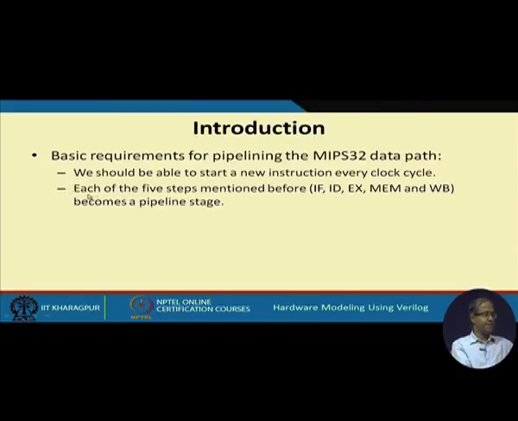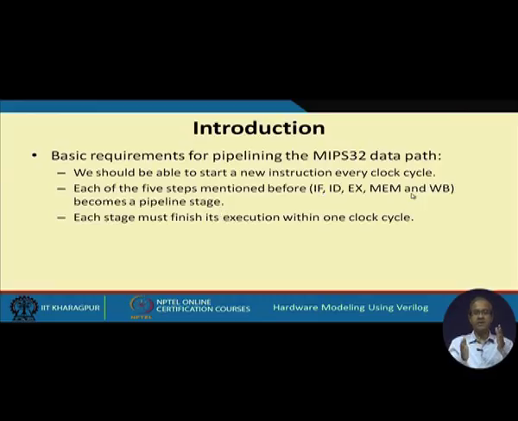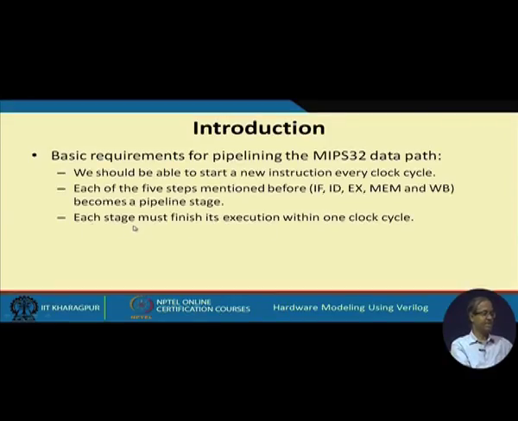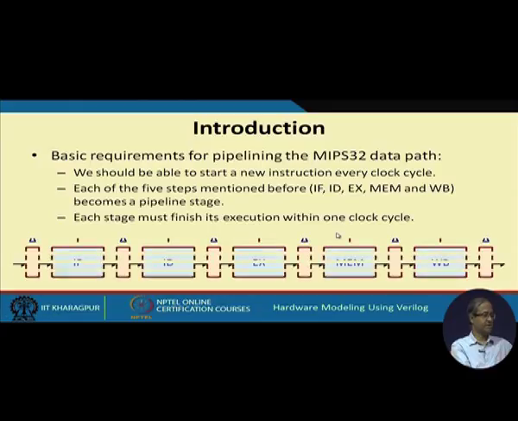And as I had said, the 5 steps that we had mentioned, we will make them as 5 pipeline stages: IF, ID, EX, MEM and WB. Now, of course, one thing is important. You see, there is a global clock. With clock, the data and the results are moving. So, every stage should be able to finish its execution within a clock cycle. Okay? So, that is another requirement. Each stage must finish its execution within a clock cycle.